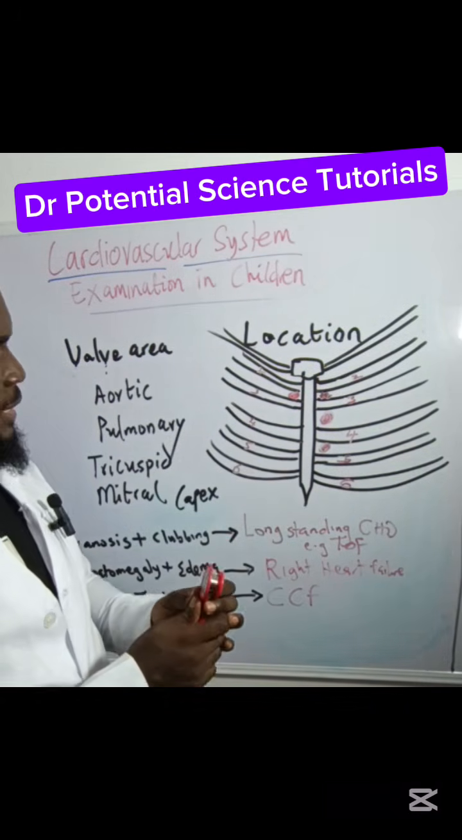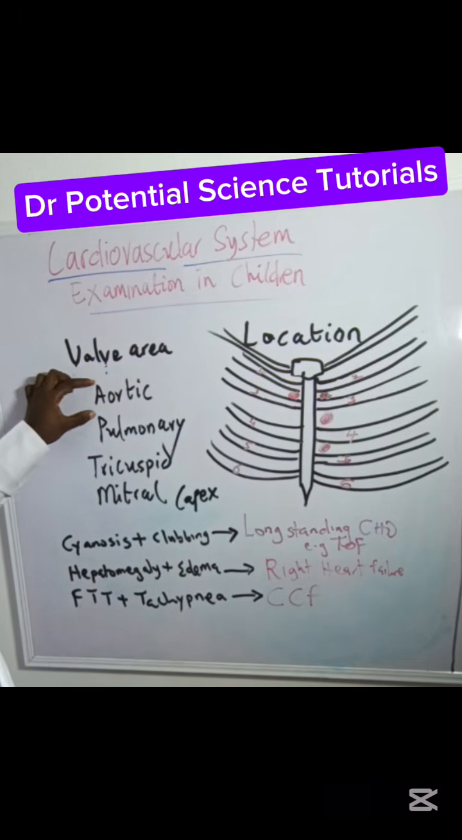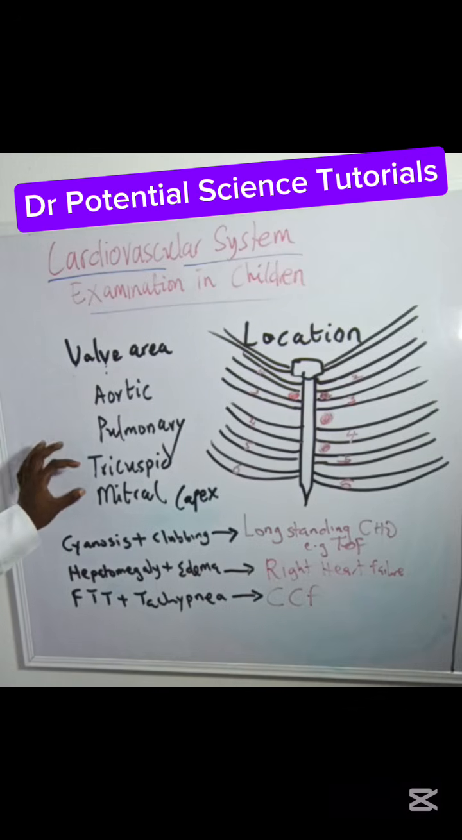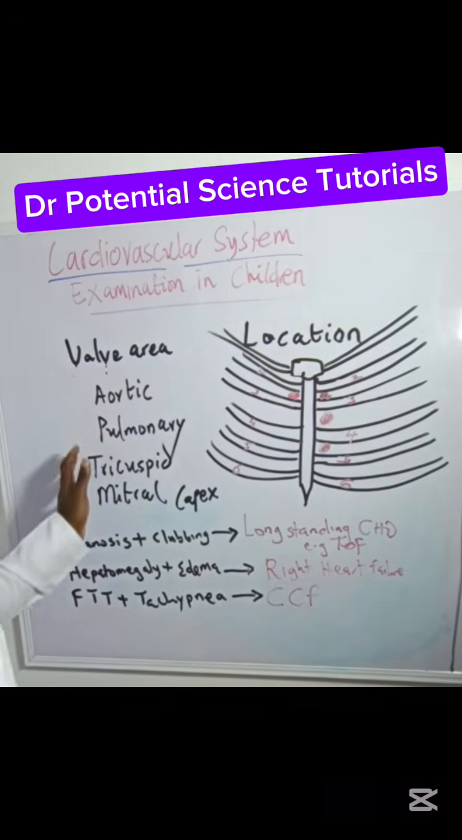Now, for us to auscultate, we have what we call the valves. Aortic valve, the aorta, pulmonary valve, pulmonary artery, tricuspid valve, and the mitral valve. We have 4 valves. This is normal physiology. I'm very sure you must have heard about these 4 valves. But our concern here is how do you auscultate these 4 valves?